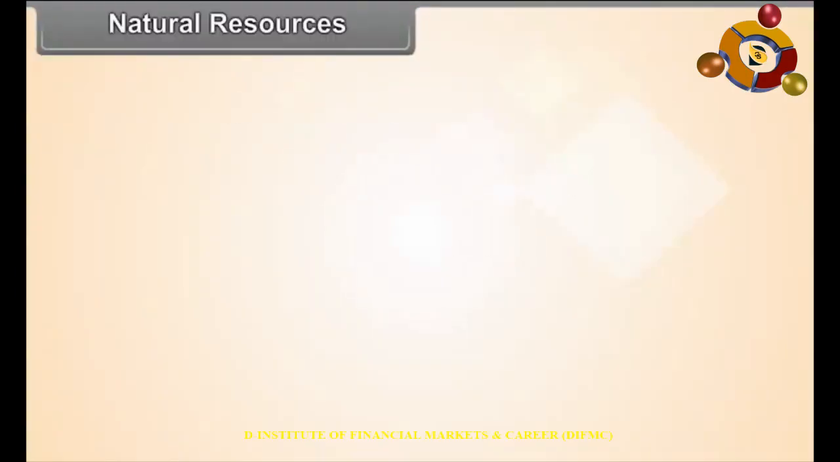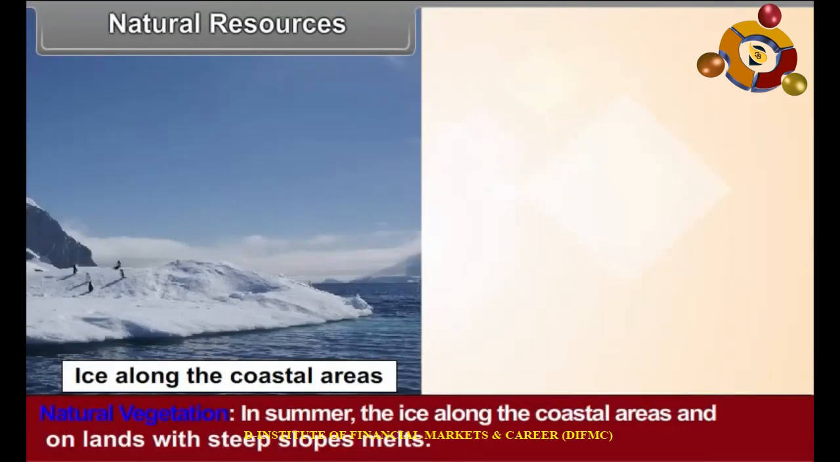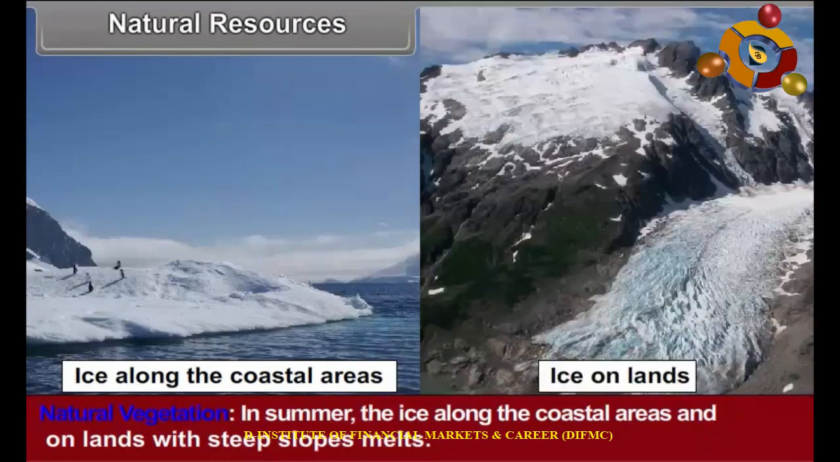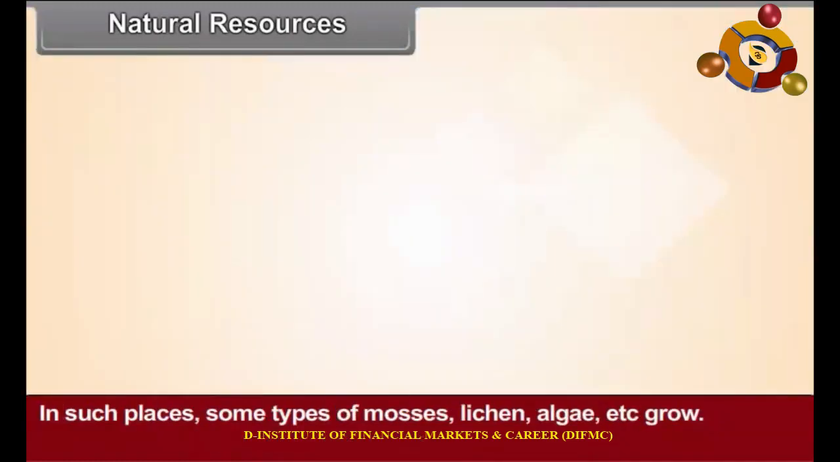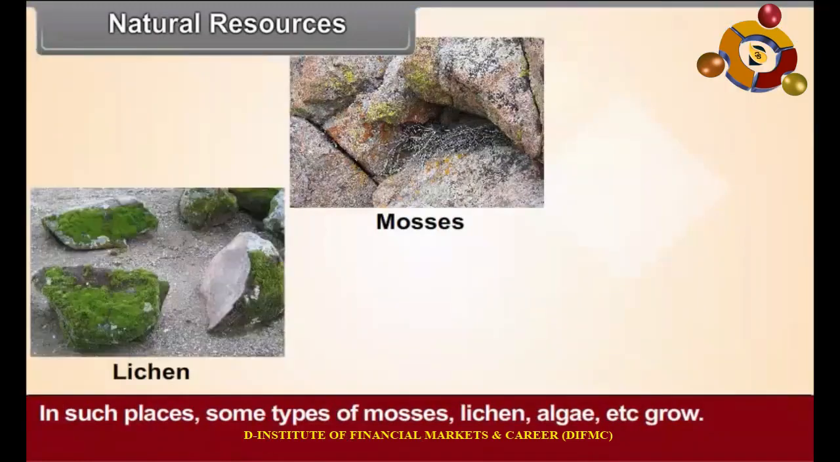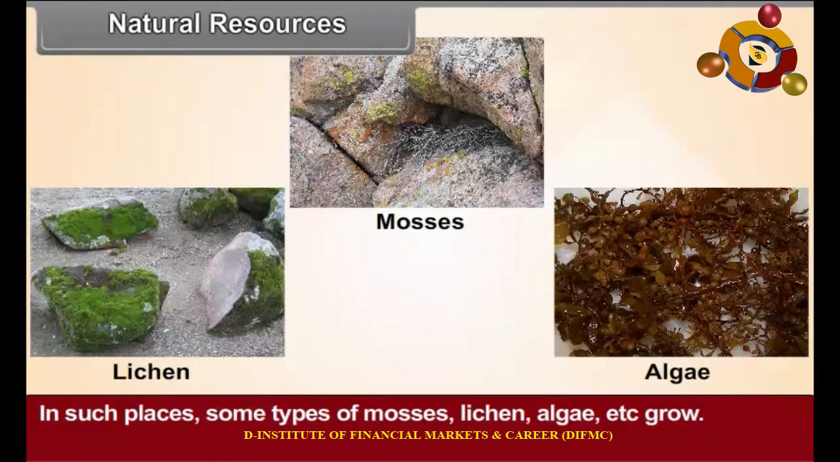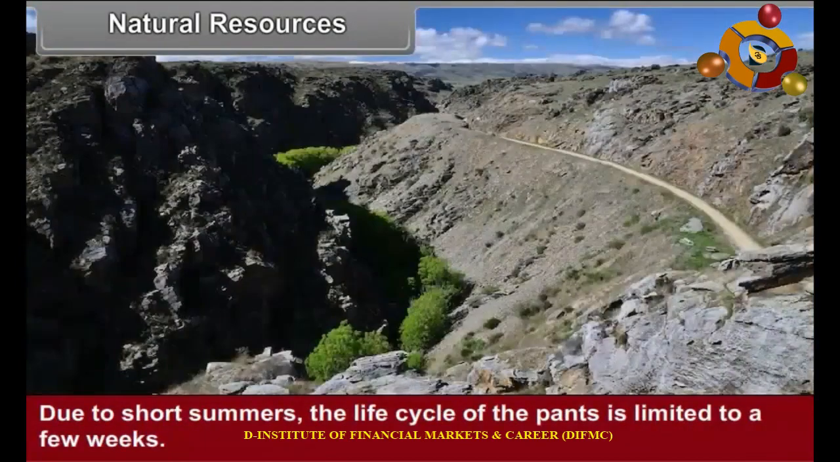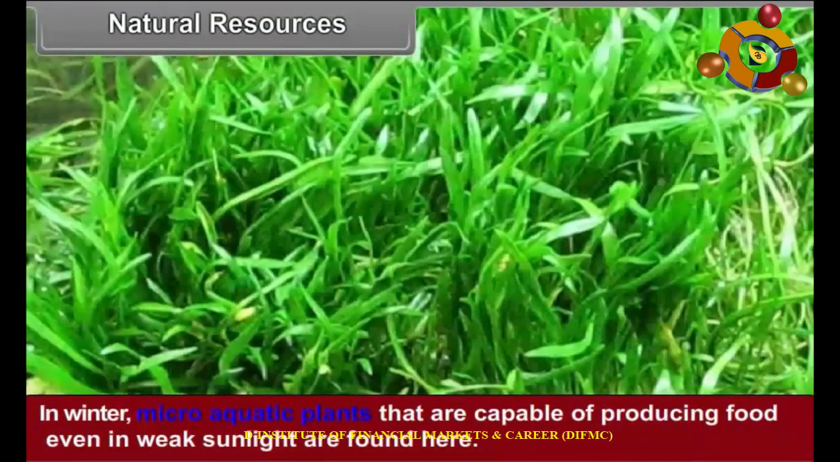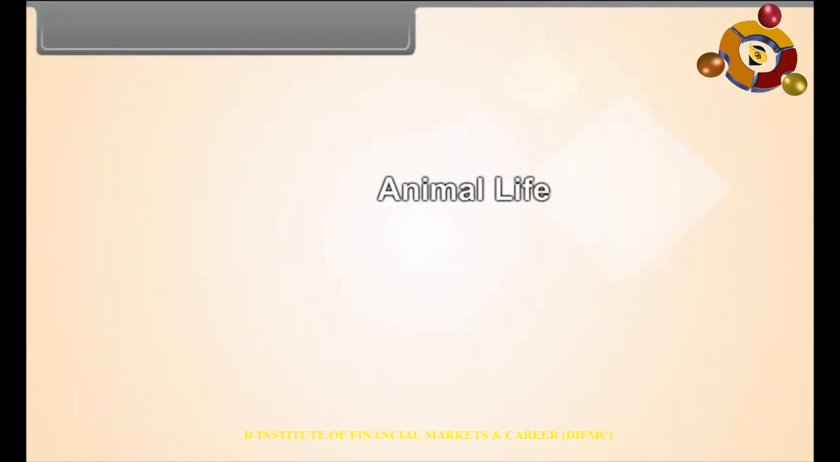Natural resources. Natural vegetation. In summer, the ice along the coastal areas and on lands with steep slope melts. In such places, some types of mosses, lichen, algae, etc. grow. Due to short summers, the life cycle of the plants is limited to a few weeks. In winter, micro-aquatic plants that are capable of producing food even in weak sunlight are found here. Animal life.